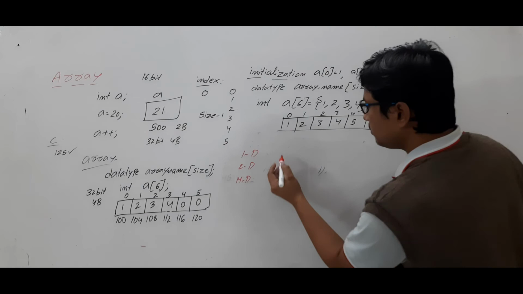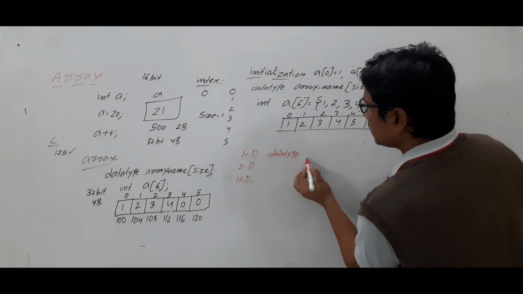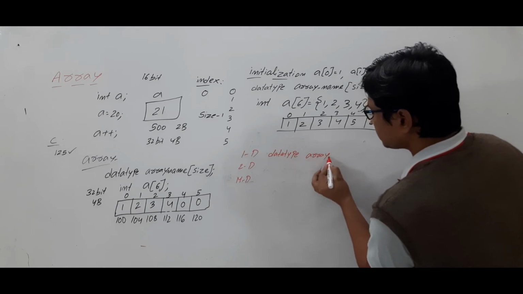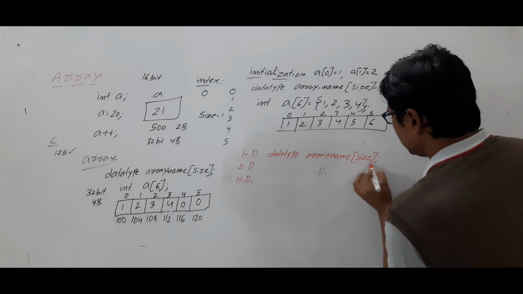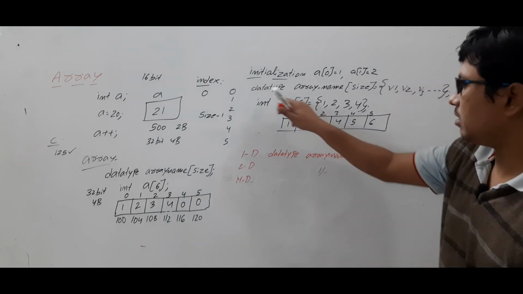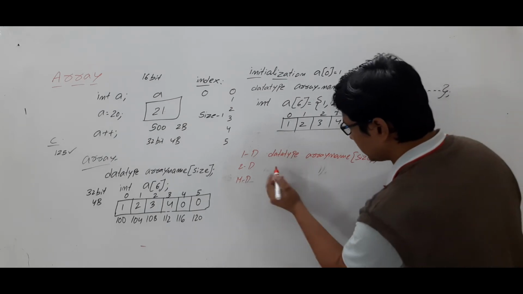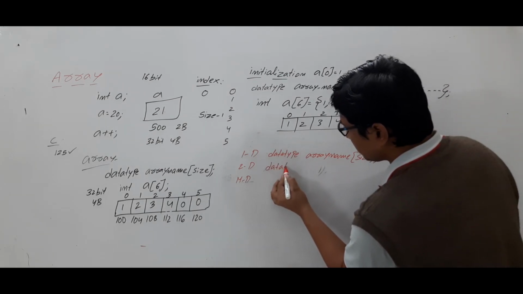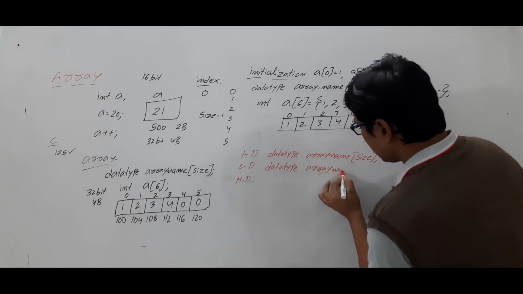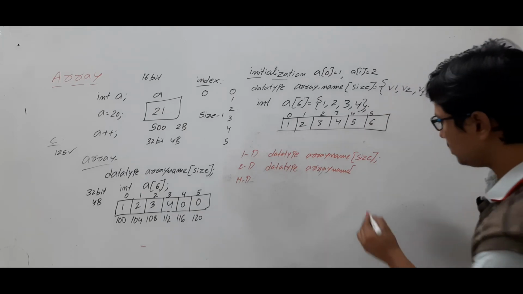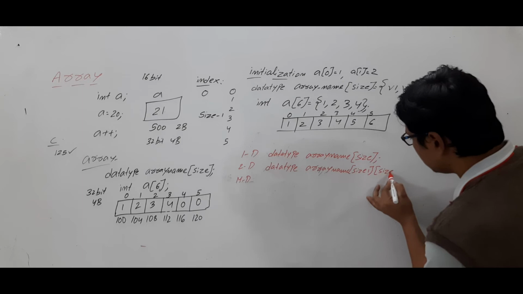Now, the one-dimensional array will have the data type, array name, and you will have the size. Okay, this is a one-dimensional array. Already we have discussed it here. Now what is a two-dimensional array? You will have the data type, the array name, and you will have the two sizes, meaning the rows and the columns.